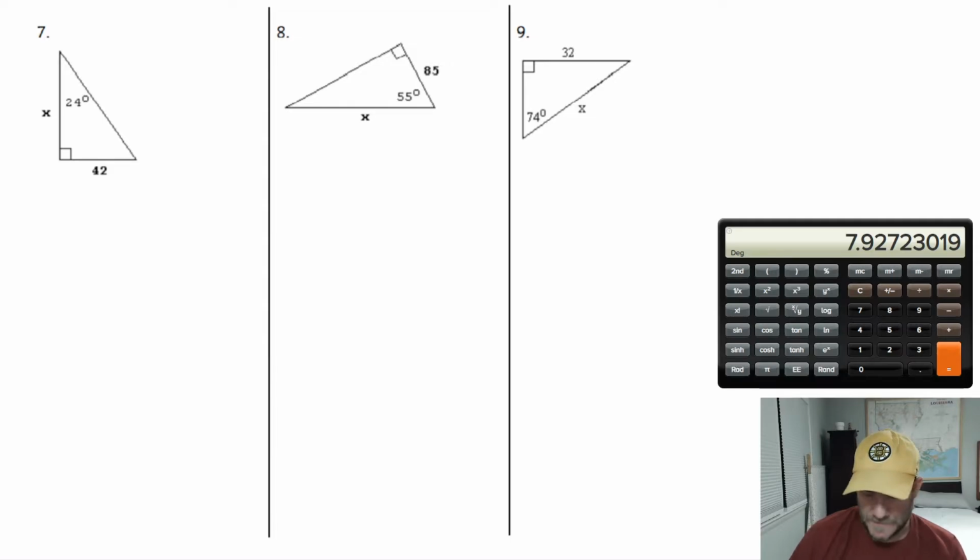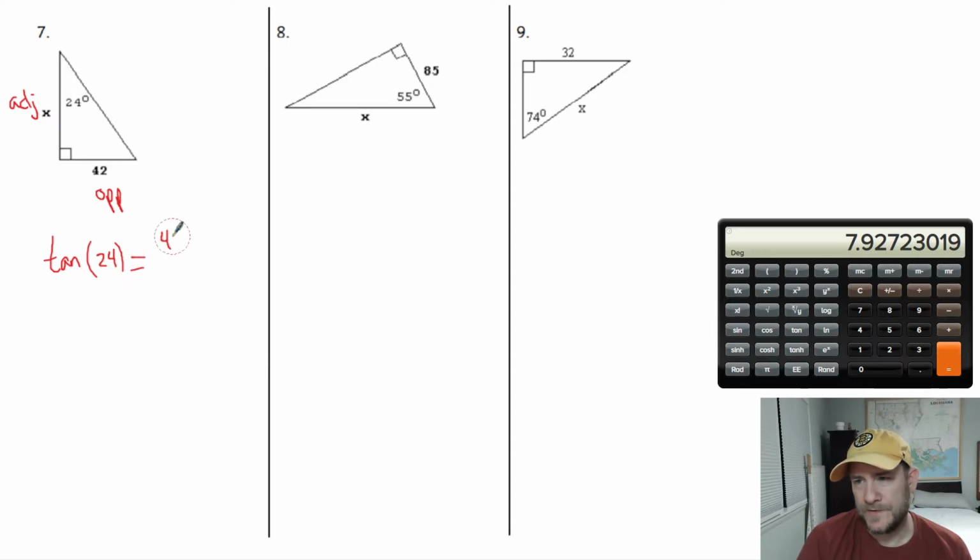All right, same old, same old. Looking at this next triangle, number 7, opposite from the 24, I see a 42. And adjacent, I see an x. Again, if we're talking about SOHCAHTOA, OA, that's TOA, that's going to be tan. So we're doing tangent of 24 equals opposite, which is 42, divided by x.